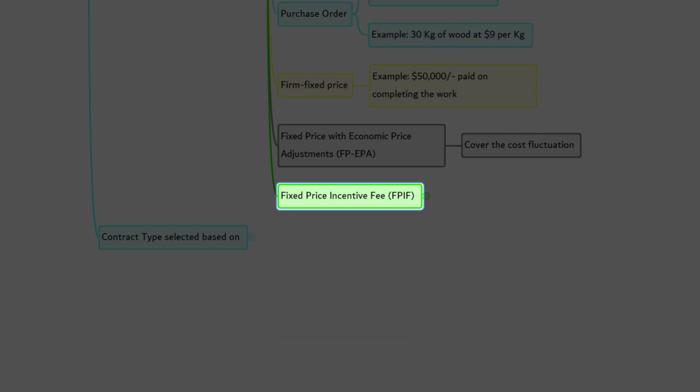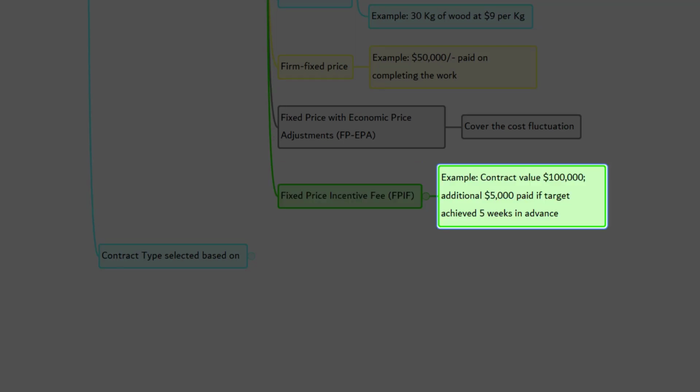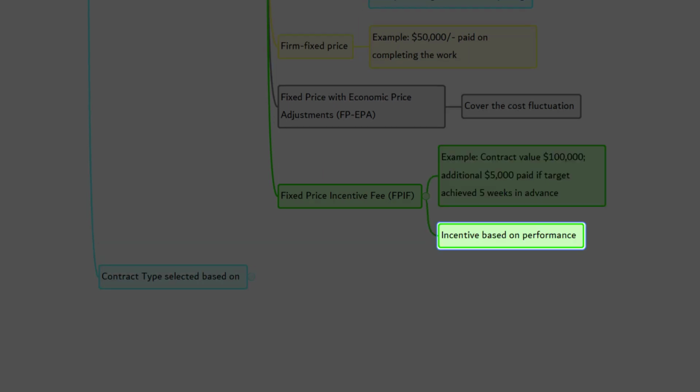The next type is fixed price incentive fee, FPIF. Let's look at an example first, then you can understand it easily. The contract value is $100,000. An additional $5,000 will be paid if target is achieved within 5 weeks in advance. Here, as the name indicates, the seller gets incentive if the work gets done faster, cheaper, or better. The seller gets better profit by meeting specified performance criteria.